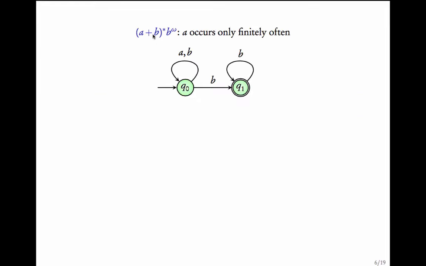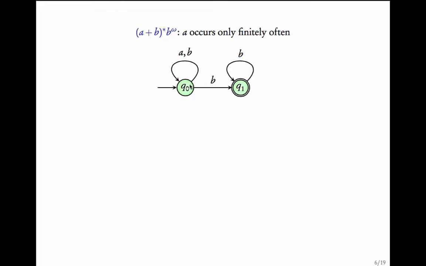Let us look at a language. This says that A occurs only finitely often. (A + B)* B^ω. Here is the NBA corresponding to this. And why is this non-deterministic? It non-deterministically chooses the point from where it can see only B. If you give a word in this language, at some point it jumps to seeing only B's, and this automaton at that point will jump to Q1.